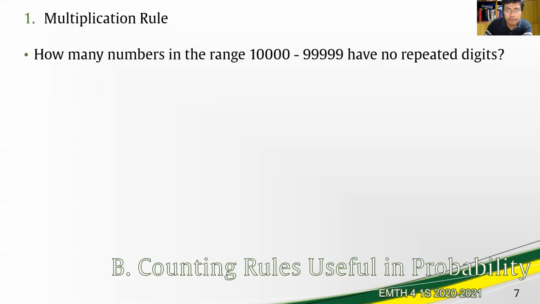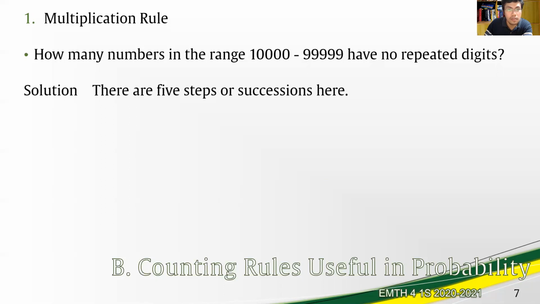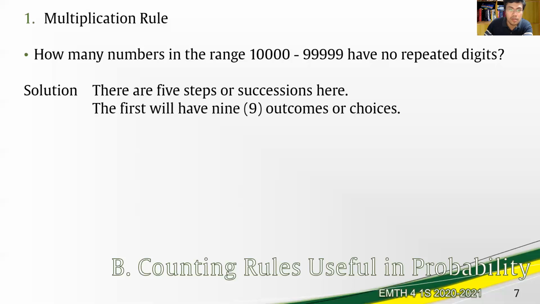The third will have 8, which is 10 minus 2. The fourth will have 7, and the fifth will have 6. Multiplying these numbers will yield the sample space.